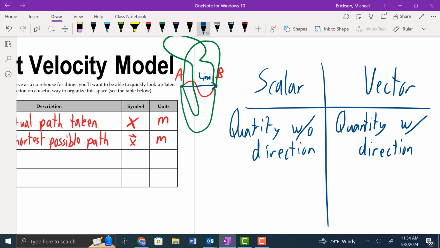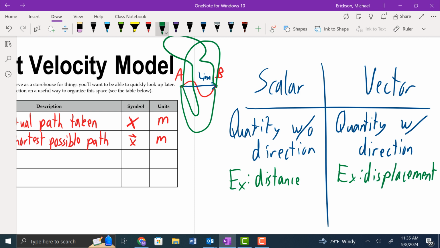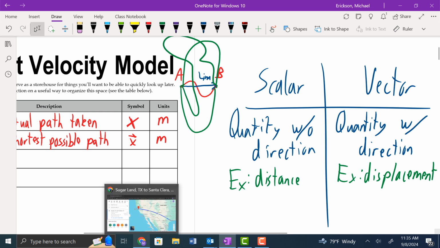So scalars don't have direction, and I'll give you an example of a scalar, and you can probably guess because I gave one the vector arrow and I gave the other one not the vector arrow. Distance is a scalar term. Displacement is a vector term. Now some kids have kind of a problem with this. They say, Mr. Erickson, distance, you're going this path, you're actually changing directions a lot, so shouldn't direction matter? Well, I'll show you why that's a problem in itself.